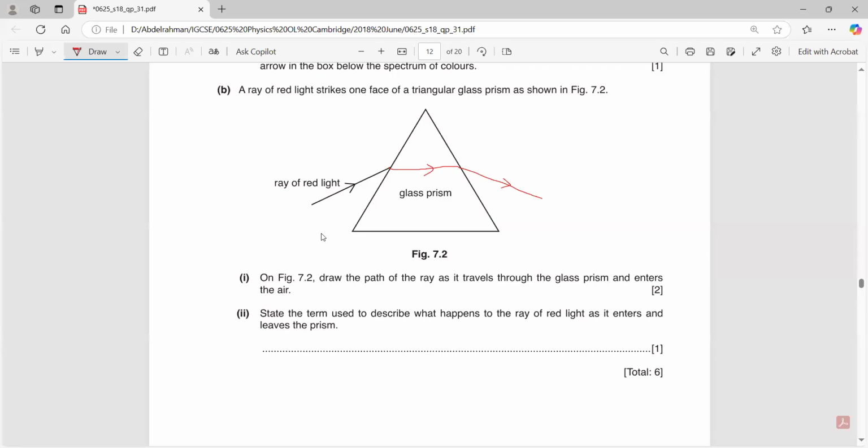State the term used as it enters and leaves the prism. Not dispersion. In this case, you will say refraction. Do I need to draw with the ruler? Yes, you do need to draw with the ruler. Dispersion is if the initial light was white light and then he drew the seven colors. But if you have red light, it will enter as red light and exit as red light. It wouldn't disperse into more colors.